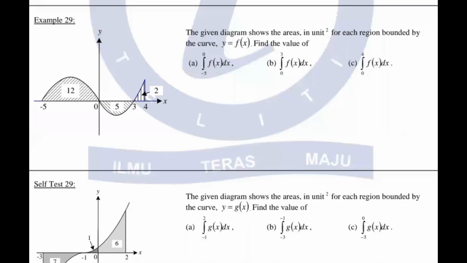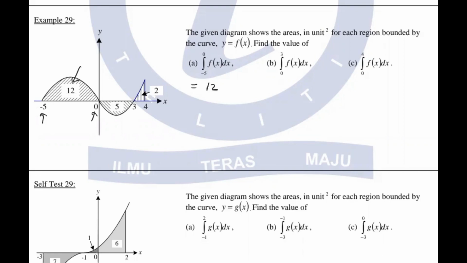I will have to integrate. Now this one is negative 5 to 0. The area is already given. Just now you were supposed to find the area, given the integration notation. So here you're finding the integration notation. The area is 12. So is this just 12?